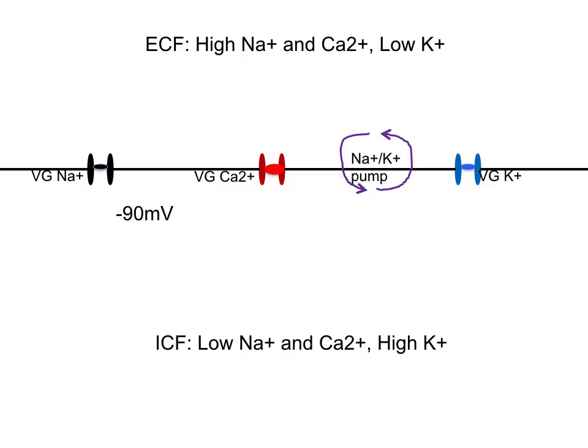The other thing that you need to know is that the resting membrane potential in a cardiac muscle cell is minus 90 millivolts. Now that is different from last semester. Last semester you learned that the resting membrane potential of a neuron is minus 70 millivolts. Skeletal muscle fibers, for comparison, are minus 85 millivolts. So different cells have different resting membrane potentials. So this is where we start.